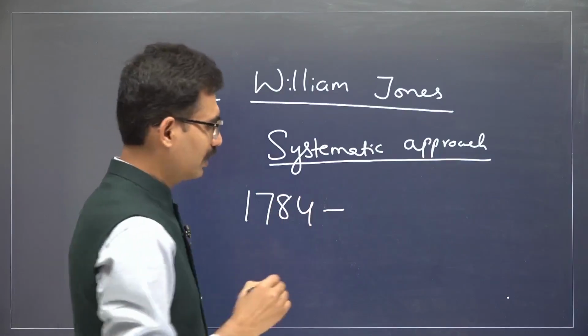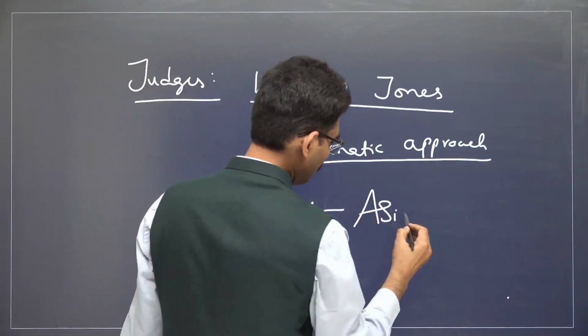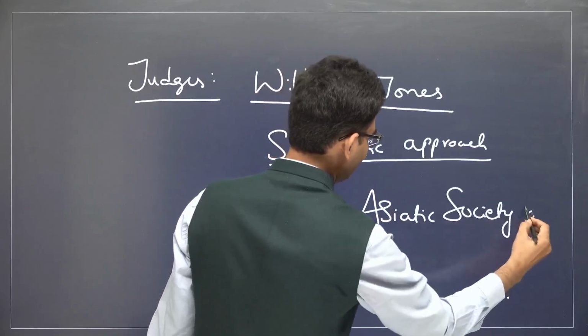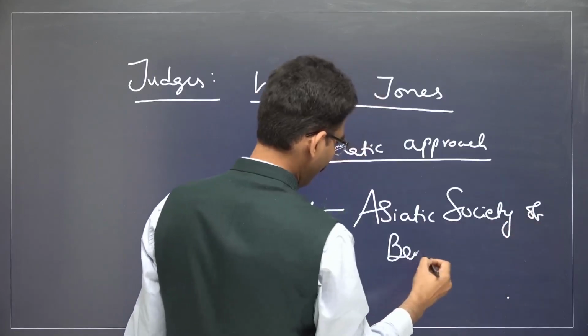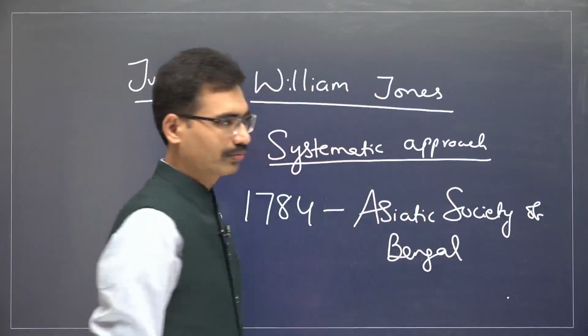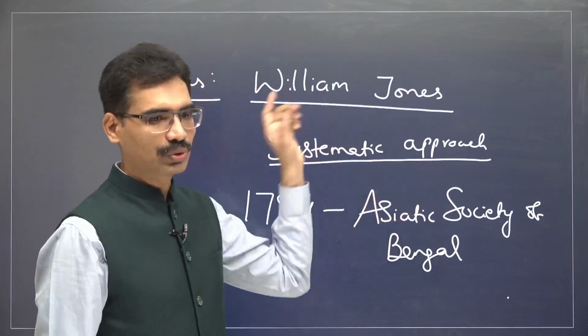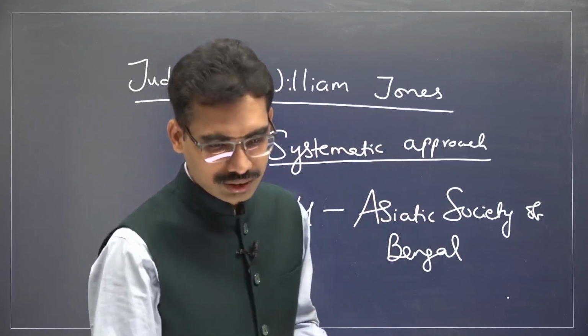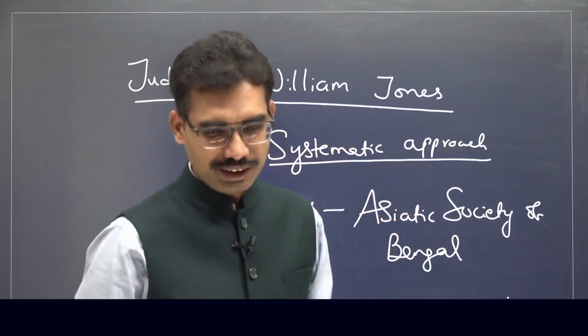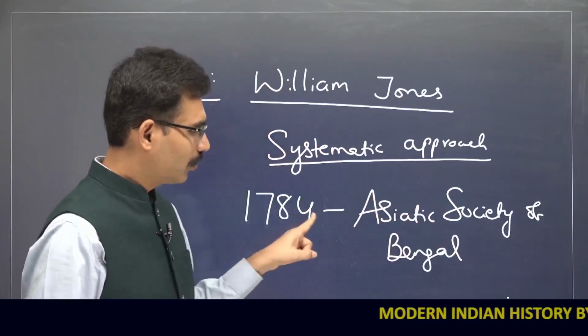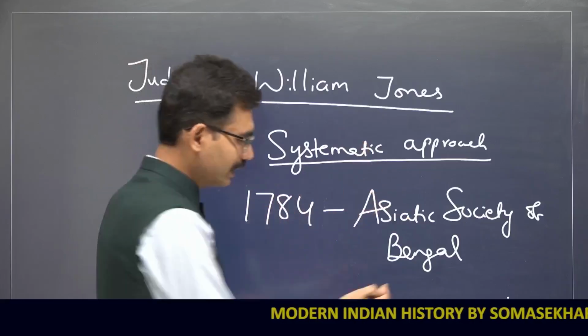he created an organization called Asiatic Society of Bengal. Very important. Who founded Asiatic Society of Bengal? William Jones. Now, it was formed in 1784, Asiatic Society of Bengal, William Jones. What is the role of this society?